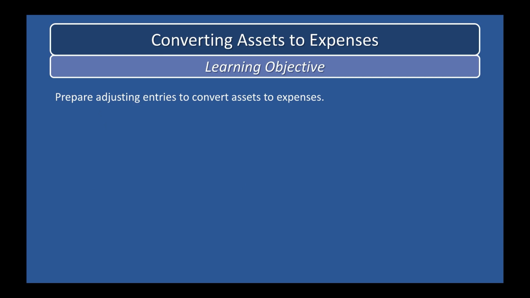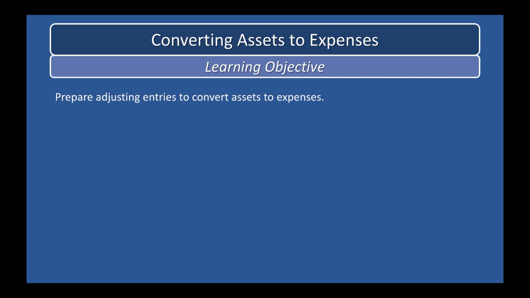Converting assets to expenses. This segment's learning objective is to prepare adjusting entries to convert assets to expenses. When an expenditure is made that will benefit more than one accounting period, an asset account is debited and cash is credited. The asset account is used to defer or postpone expense recognition until a later date.